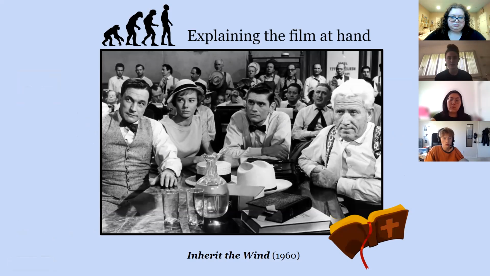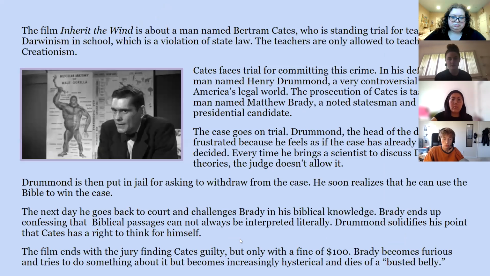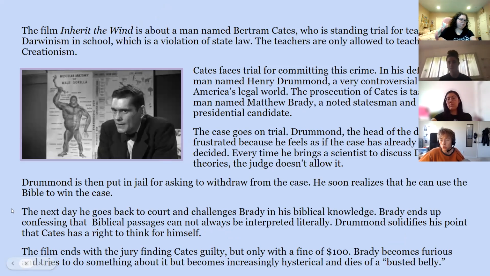So this will be about explaining the film at hand, and the film that we used is Inherit the Wind, that was released in 1960. The film is about a man named Bertram Cates who is a teacher at the local high school, and he had been arrested for teaching Darwinism, which is basically evolution, which in that time was a violation of the state law.